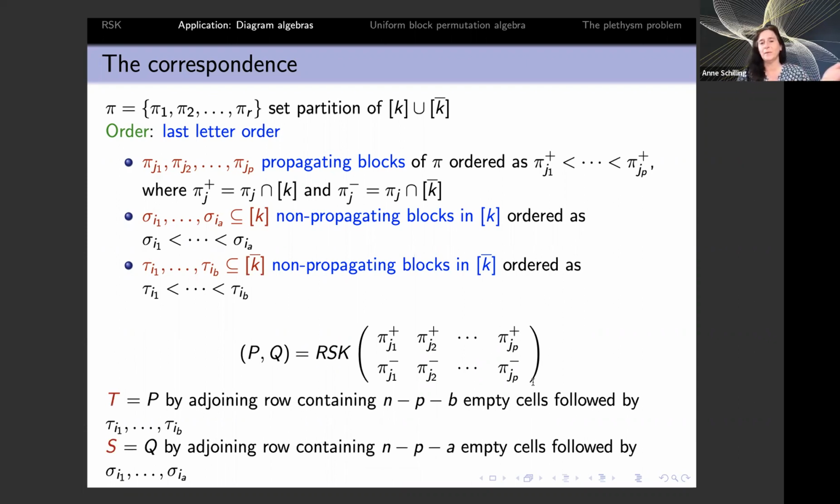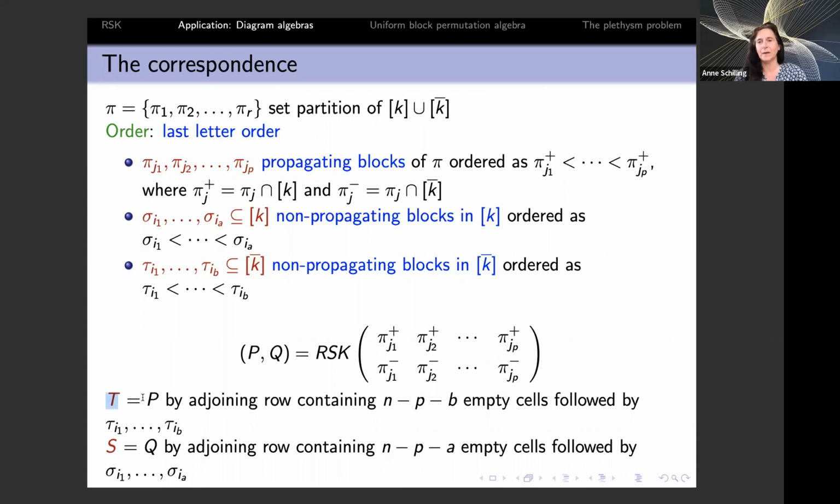Okay, and then we are going to perform RSK on that. Because we have an ordering on those blocks, we can just use the usual RSK algorithm, right? But instead of integers, we are now just using these blocks.